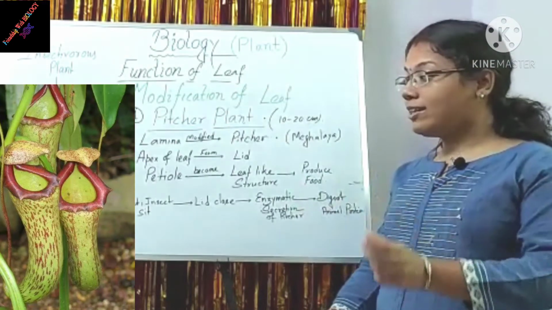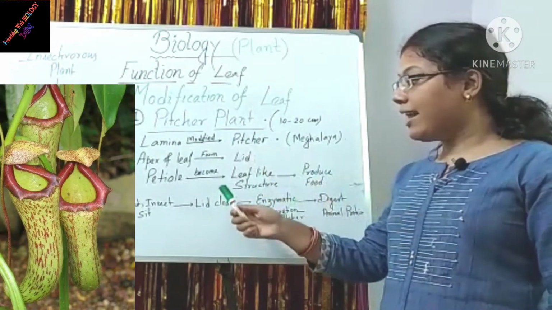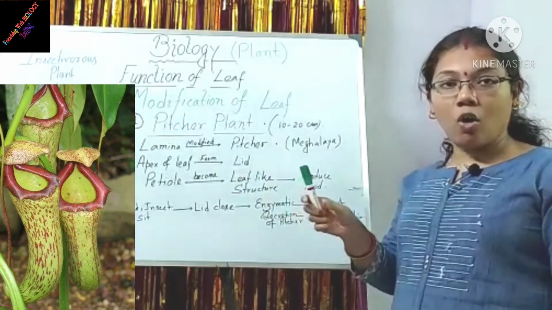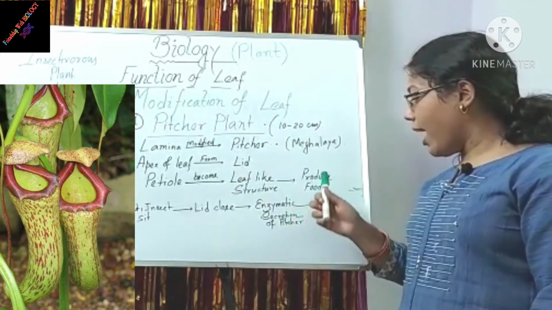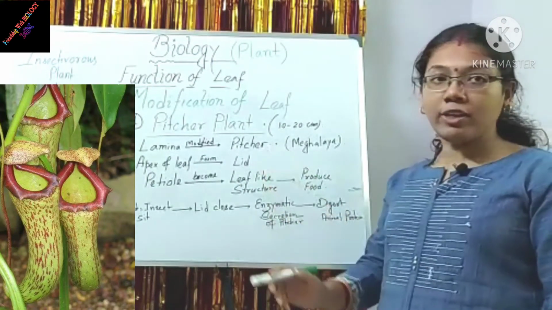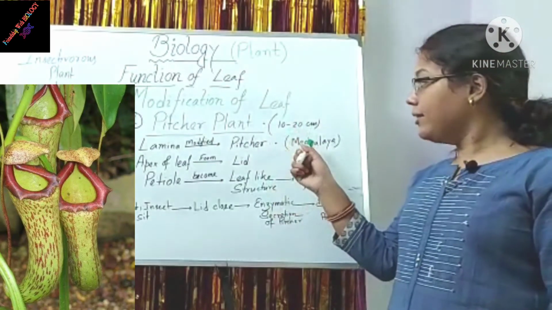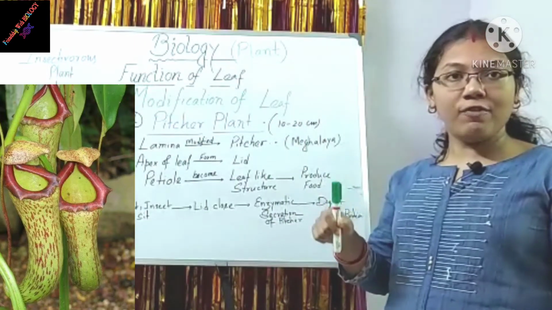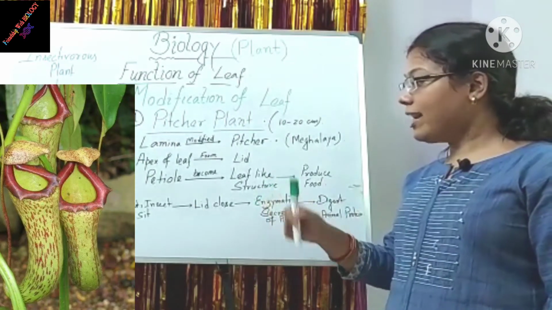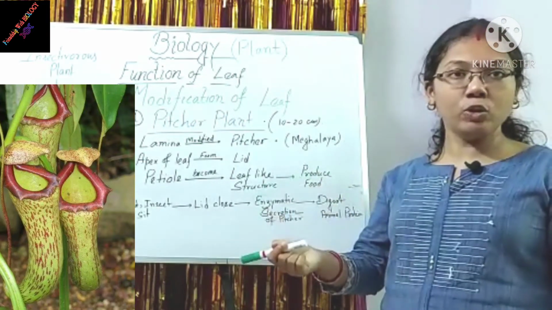When an ant or insect sits on the rim of the pitcher, then the lid closes. An enzymatic secretion occurs in the pitcher and that digests the animal protein. It is found in Garo and Khasi hills of Meghalaya. In this area, the soil is deficient in nitrate. So, the pitcher plant utilizes insect protein by converting it into nitrates.